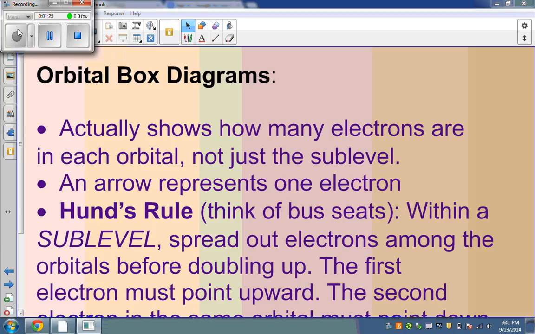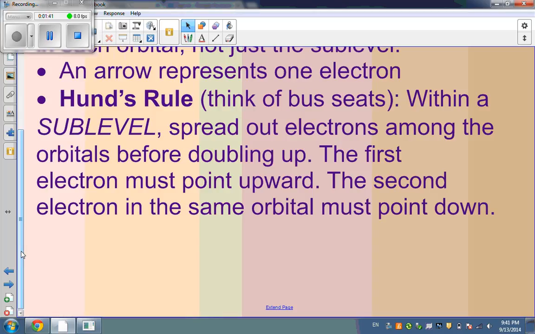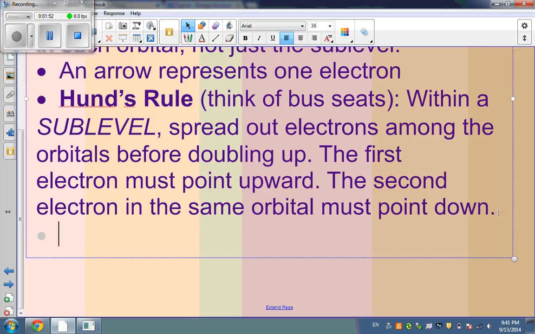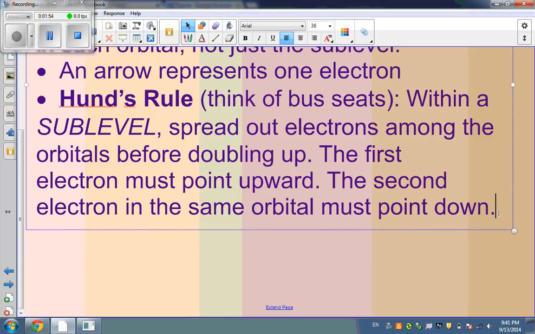They tend to spread out within a sublevel. So within like the 3d sublevel where there's 5 orbitals, you will need to have spread out 5 electrons, one among each of those orbitals, before you start doubling up. When you do double up, you will have to make sure that one of those arrows points upward and the other points downward. This is going to help satisfy another rule that you need to know, and that rule is called the Pauli exclusion principle.